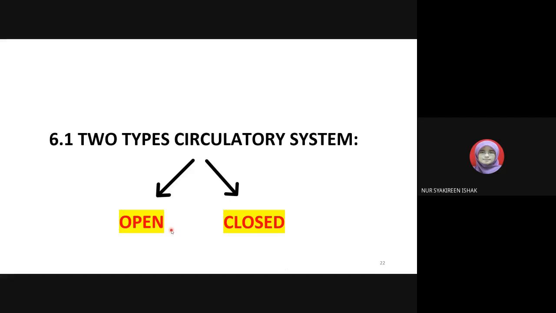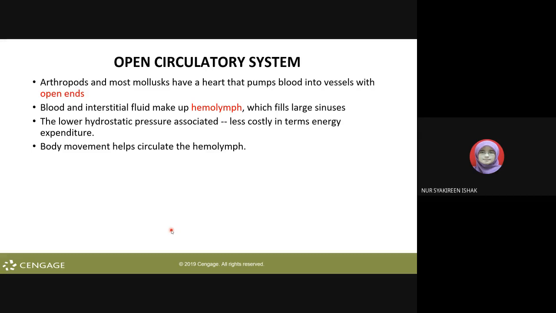So we depend on closed circulatory system. Okay, so for organisms that have open circulatory system, such as arthropods, such as grasshoppers, kan, insects lah, alright, and mollusk tu siput, okay, clams, okay, so those are examples of mollusk. They have a heart that pumps blood into vessels with open ends. Okay, open ends. So blood and interstitial fluid makes up hemolymph, which fill large sinuses.